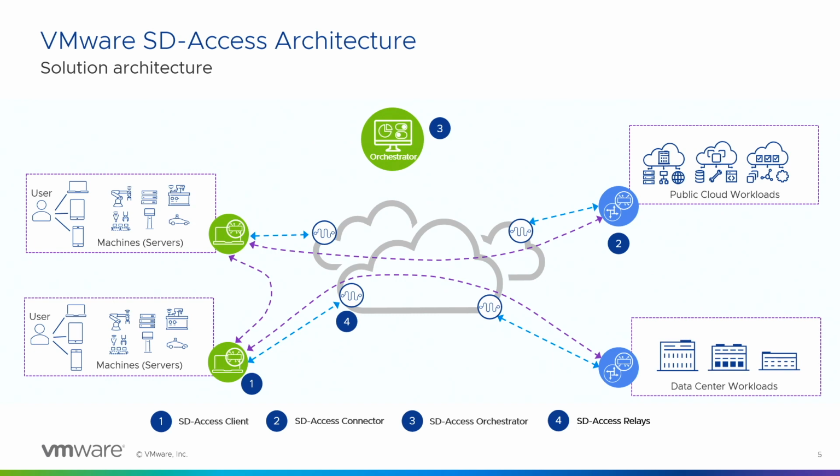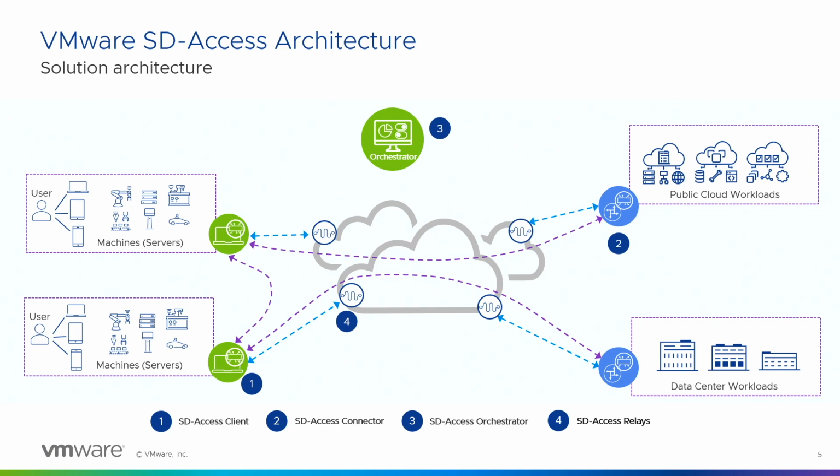The second component that we have here is the SD-Access connectors. When we install the application on the user devices, we need to be able to connect to something on the other end, right? So that is where we have the SD-Access connectors. These connectors front-end these resources at the public clouds as well as the data centers, and they advertise the IPs and domains of these resources. So users will be able to access these resources.